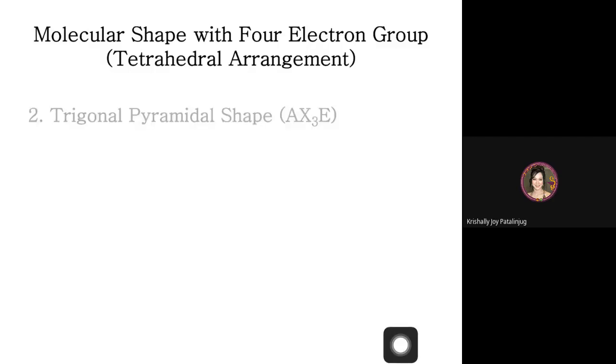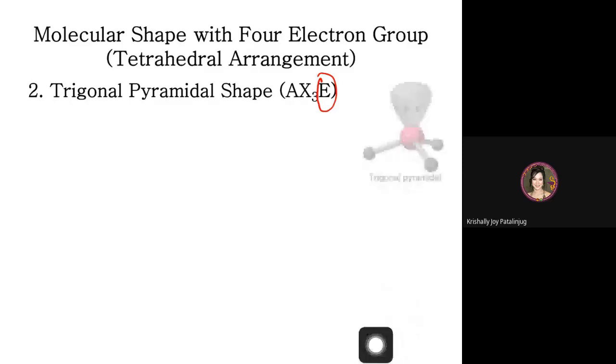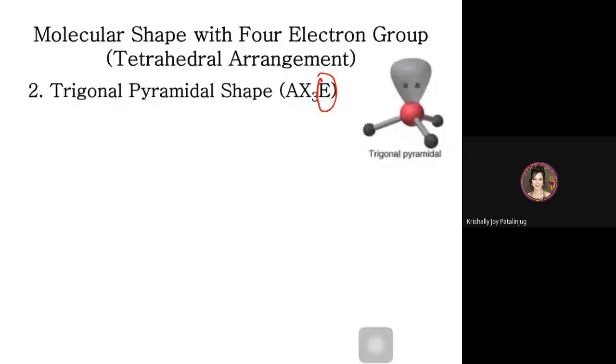Sige, let's continue. Okay. Still under the four electron group arrangement. Four groups of electrons surround a central atom. But if one of them is a non-bonding group, meaning there is a lone pair present, that will give rise to a trigonal pyramidal shape.